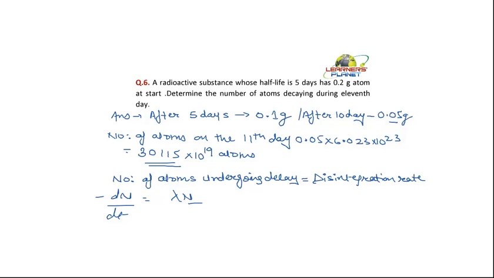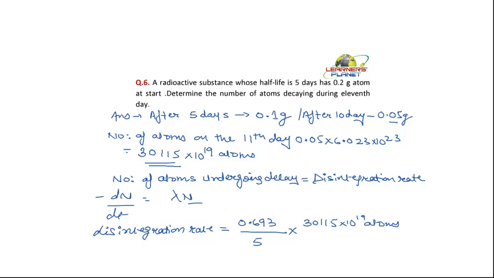We know the lambda, that is half-life, we are already knowing. So the decay, that is disintegration rate, will be equal to, what is lambda? Lambda will be 0.693 by how much? By T, that is 5, multiplied by N, that is 30115 into 10 to the power 19 atoms. So you'll get your disintegration rate.